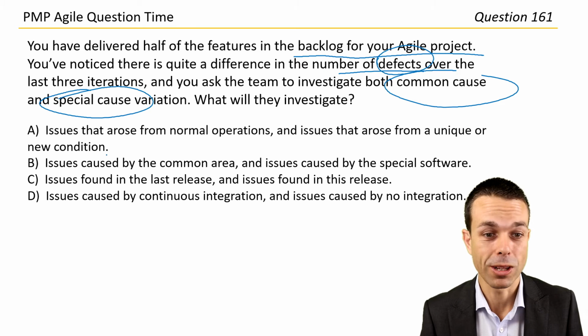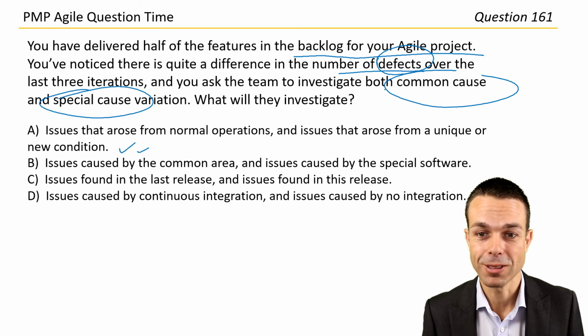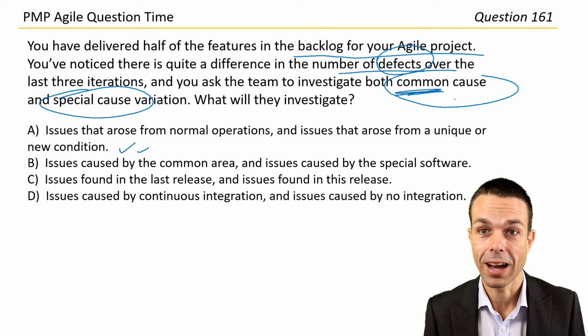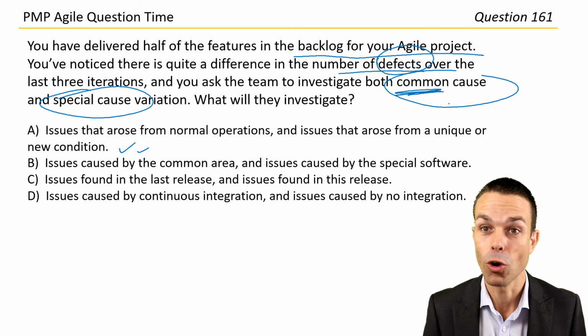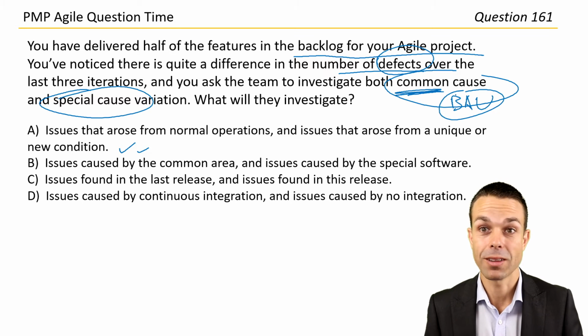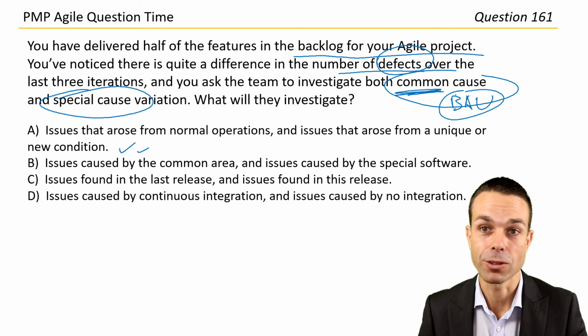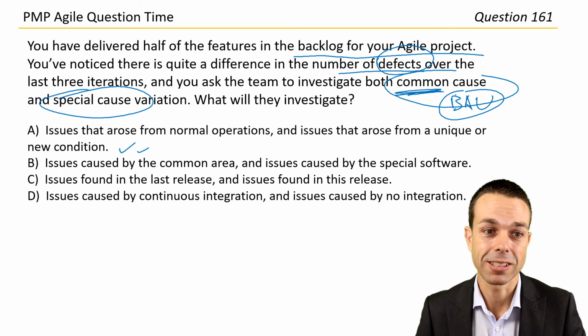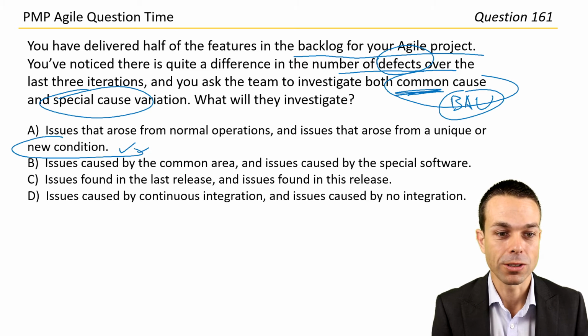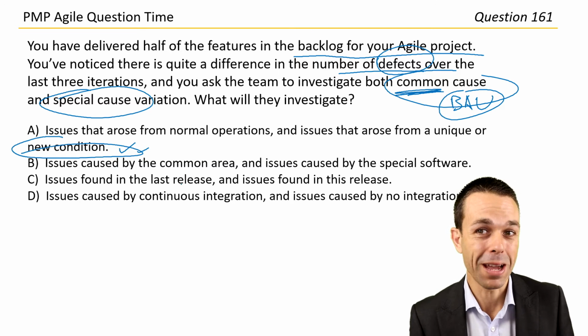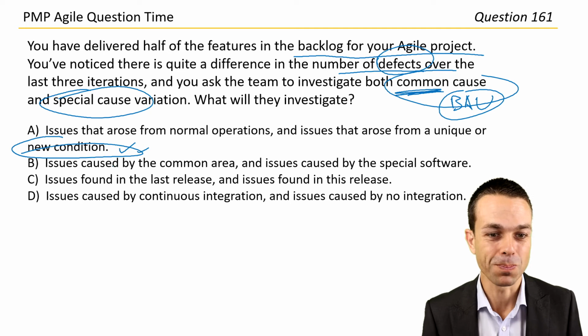Now this one looks really good already, because common cause are our common operations, so our BAU, our normal operations. And special cause are things that are coming out of left field. So it's a special condition, it's a new condition. So that is exactly how this one is described. I think this is probably going to be our best bet, but let's see what else we've got.